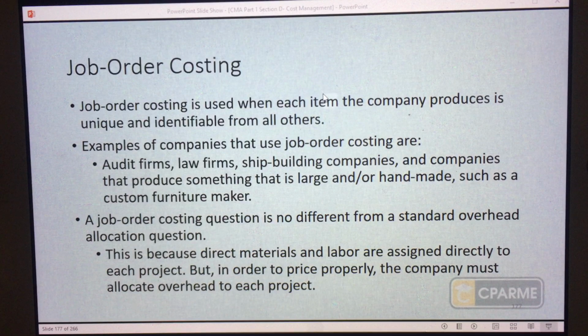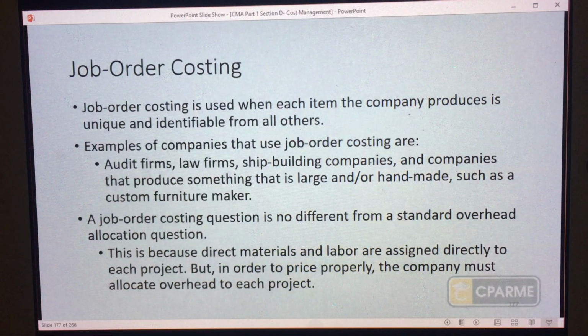And we will continue from slide 77 from last time. So, this topic will focus on job order costing. When we talk about job order costing, this time, instead of focusing on the process, we are going to allocate our costs to a job. This is normally used when each item the company produces is unique, distinct and identifiable from all other products. The examples provided here are your audit firms, your law firms, your shipbuilding companies, so specialized in nature.